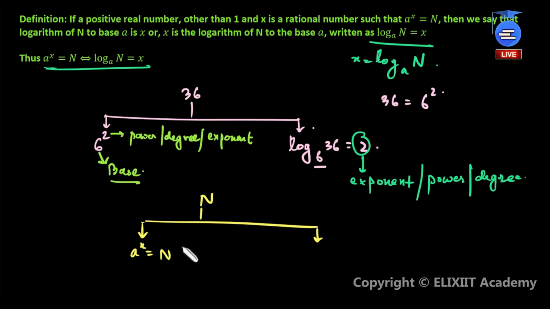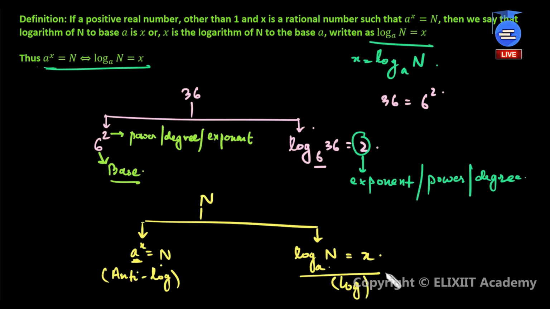you represent the same thing in terms of log. So what you will write in general is log n base a is equal to x, where x is the power. Okay, this is the logarithmic representation. This is log and this is anti-log. Anti-log is the opposite of log.